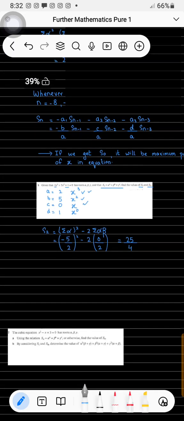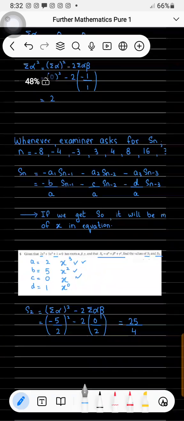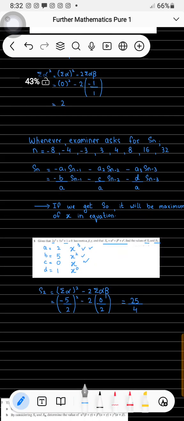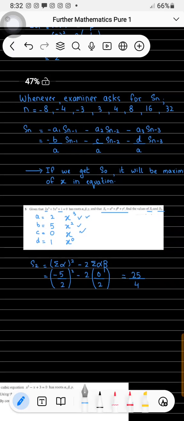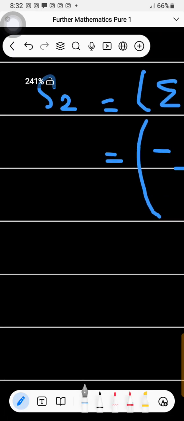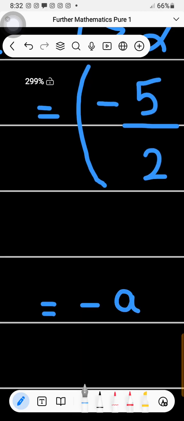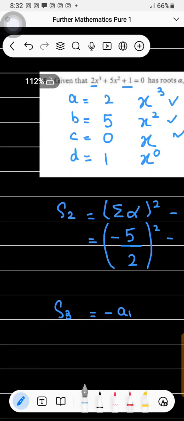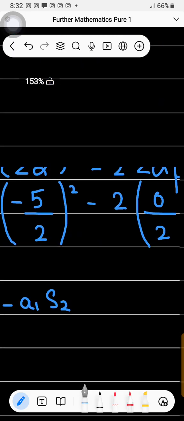We got S2. It is also asking for S3. I told you if the n is 3, we will use the formula Sn equals negative a1 Sn minus 1, negative a2 Sn minus 2, and negative a3 Sn minus 3. So this is S3. Instead of n, we write 3. So our formula will be like this: minus a1 Sn minus 1 means S3 minus 1, which becomes S2.